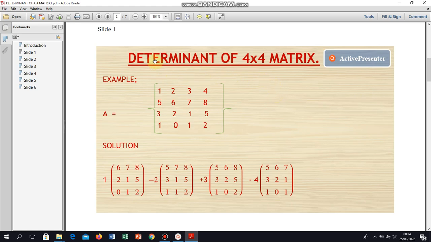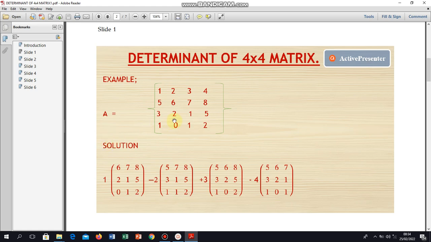Hello students and friends, welcome to this class on determinants: finding the determinant of a 4 by 4 matrix. I've got an example here. Of course, it has 4 rows and 4 columns, and quickly to the solution.